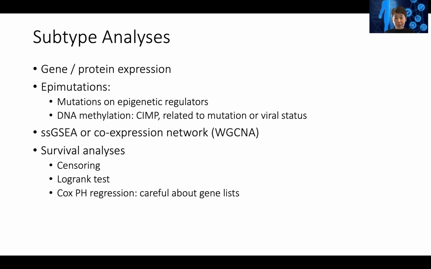For example, the CIMP, which is a very special type of CpG island methylation phenotype in a subtype of cancers, is related to mutations or viral infection status and has implications for survival or treatment options. And once you have the expression pattern, you could also look at single sample GSEA or, based on the whole cohort, look at co-expression networks to see different gene modules.